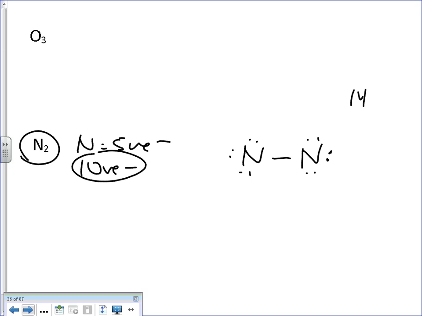So what you do is you erase 1 lone pair from one and 1 lone pair from the other, and you say, all right, guys, you're going to have to share. We put it smack dab in the middle. How does that solve my problem? Count them again. How many do I have? 2, 4, 6, 8, 10, 12.